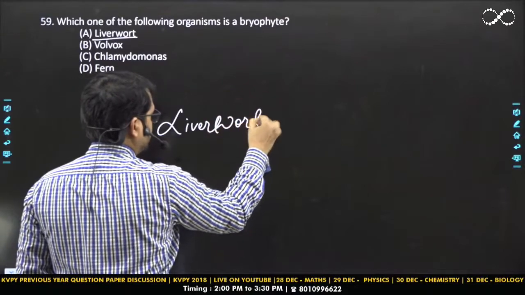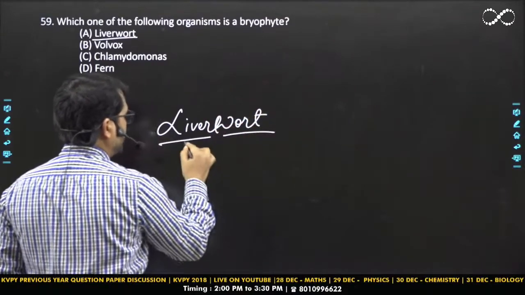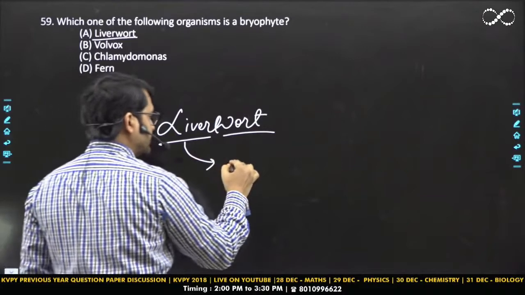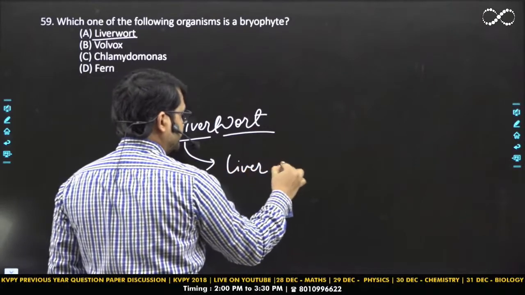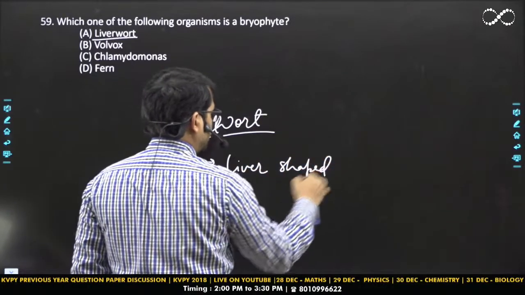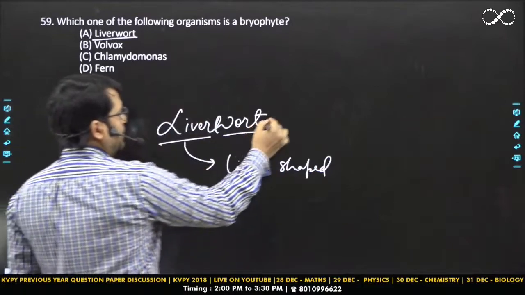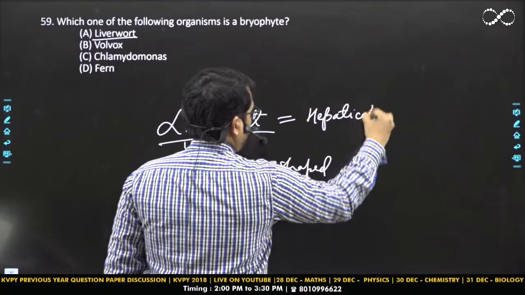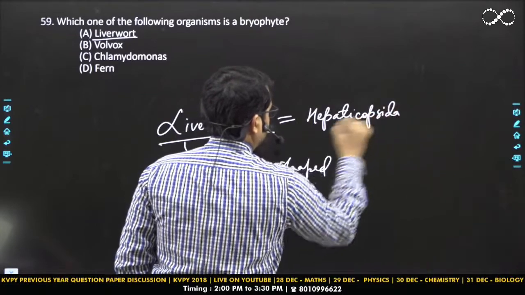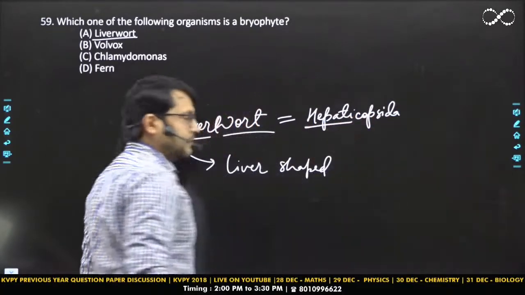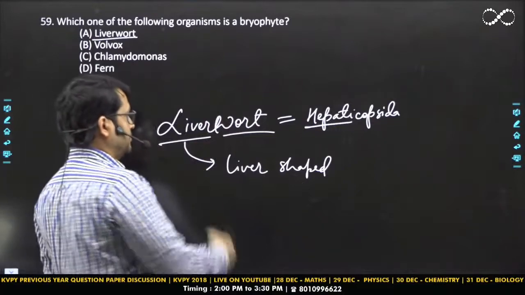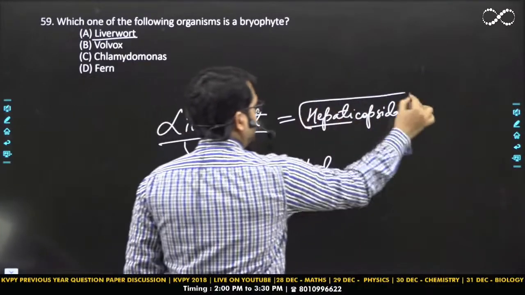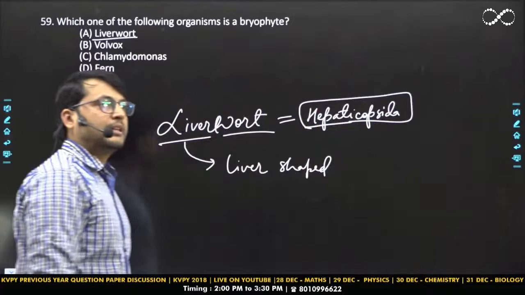Liverwort, right? Why is it called so? Because the main body is liver-shaped. We also call it Hepaticopsida. Remember, the word hepato is used for liver. So you can write either liverwort or Hepaticopsida. Both are the same thing.